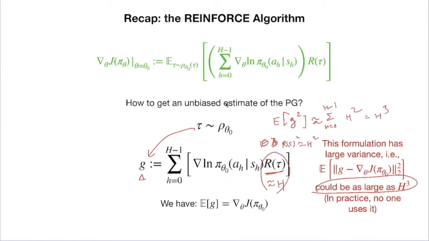So when your h is big, your estimate is unbiased, but the variance is huge. And when you do stochastic gradient descent or gradient ascent, the huge variance is going to affect your convergence rate.